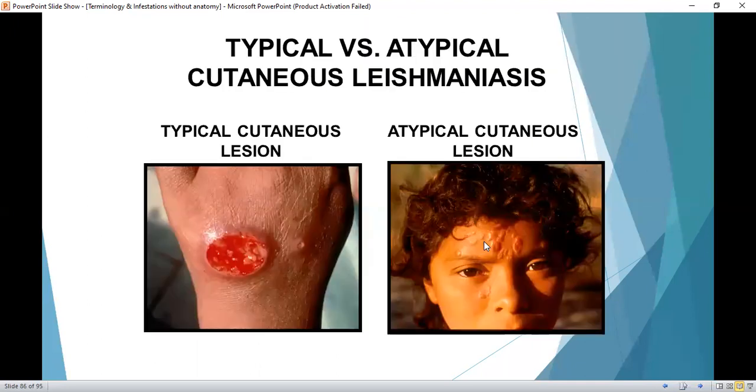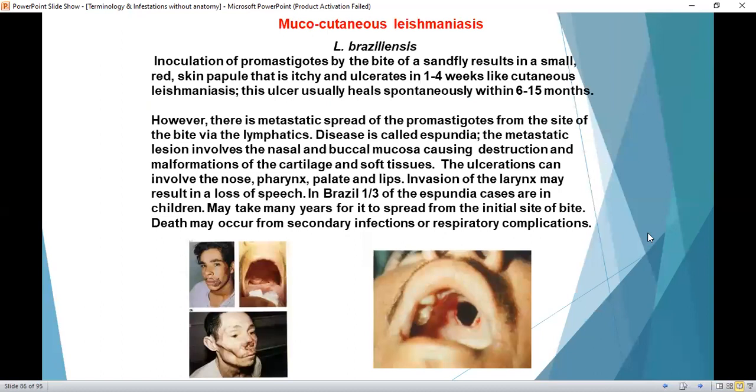Typical versus atypical. Typical cutaneous leishmaniasis, as I told you, is the ulcer with a clean cut type of lesion. And this is atypical. It looks more like leprosy, not like leishmaniasis. Then mucocutaneous leishmaniasis: inoculation of promastigotes by the bite results in a red papule that ulcerates. It's caused by Leishmania brasiliensis. You can see by the name that it's more common in Brazil or the South American area.